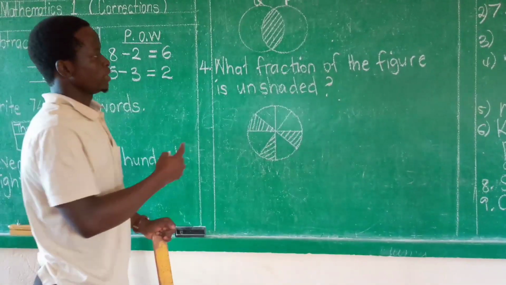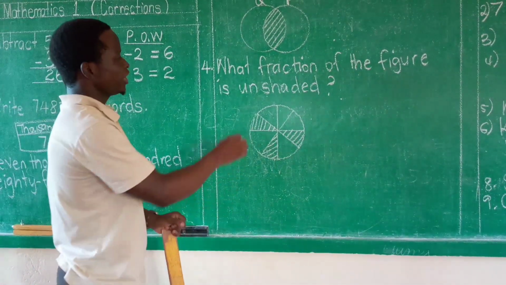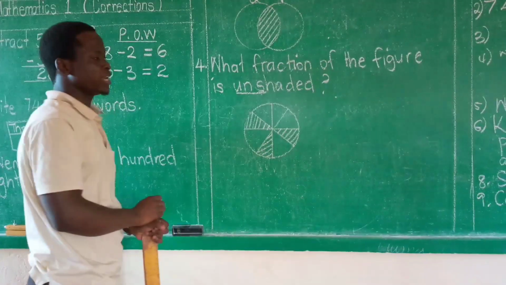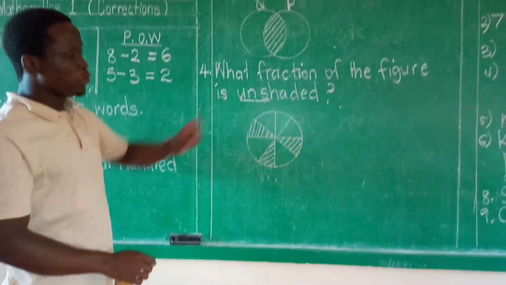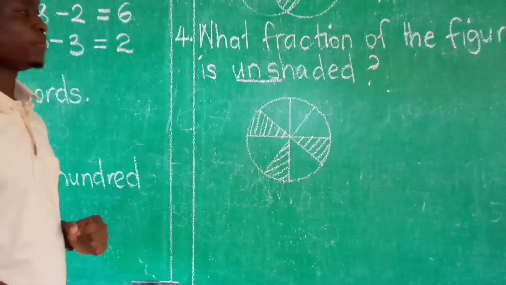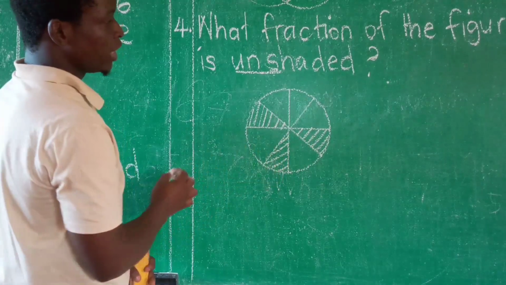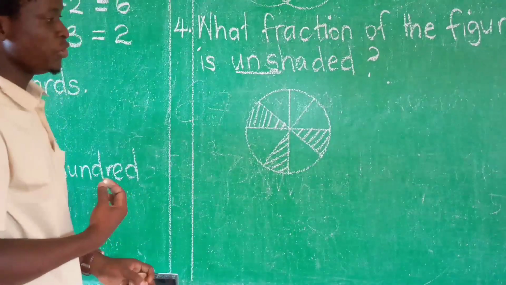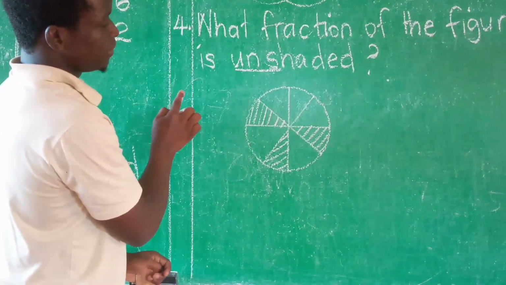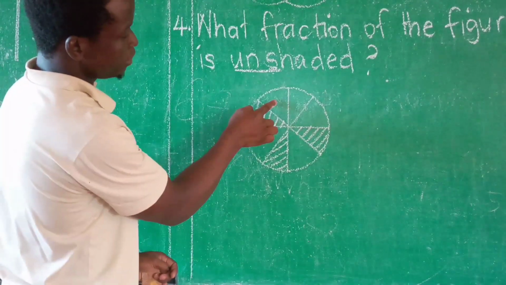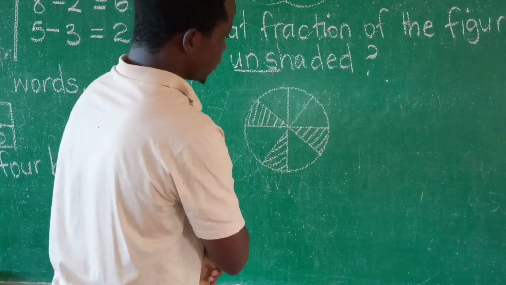Now, when you read through the question, it says, what fraction of the figure is unshaded? The key word here is unshaded. Here, we look for the fraction which is not shaded. So here's our figure. Some boxes are shaded. We can see they are 3. Don't say the answer is 3 out of 8. No. Here we are going to count the parts which are not shaded. So let's count them together. We have 1, 2, 3, 4, 5. We have 5 parts not shaded.